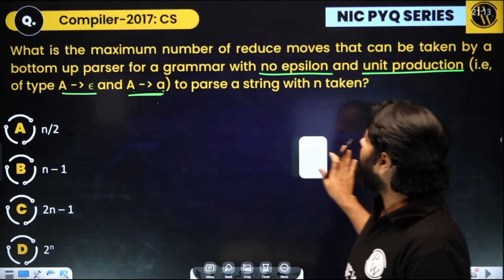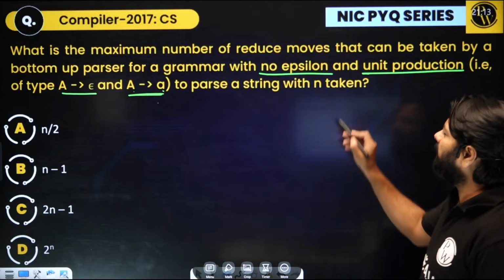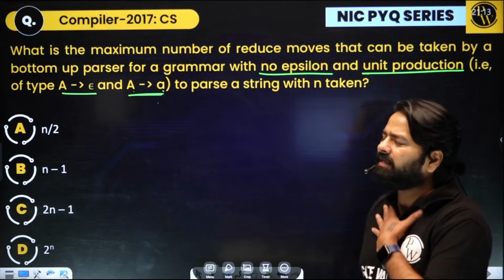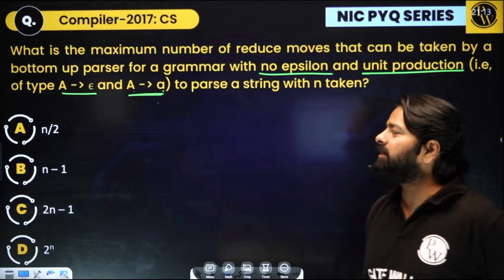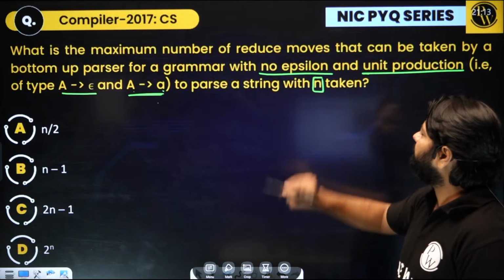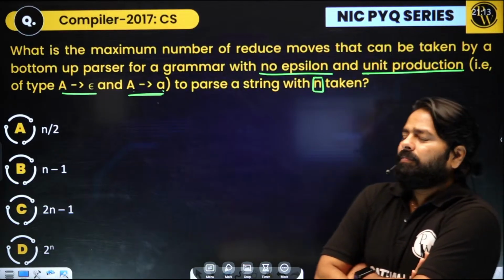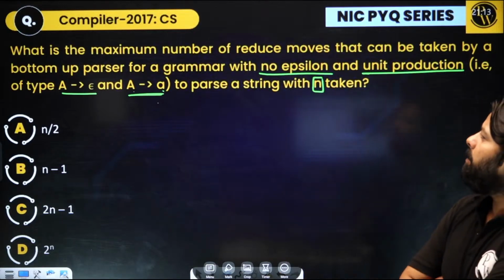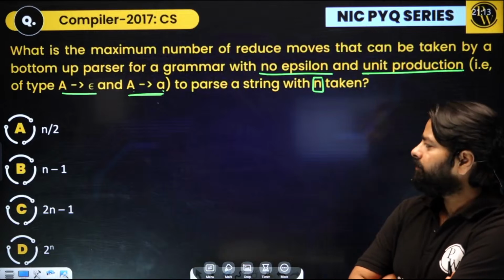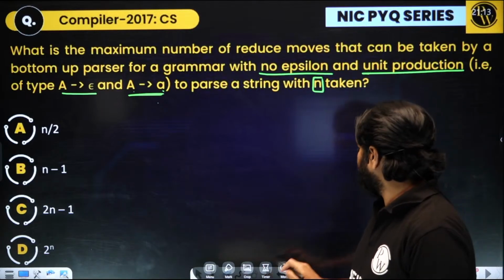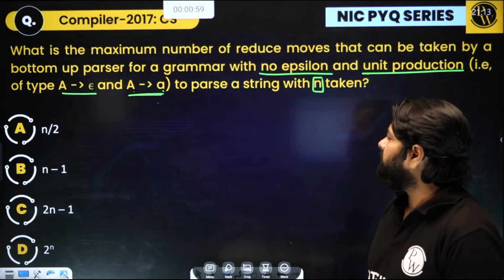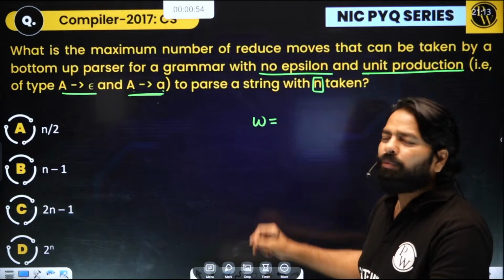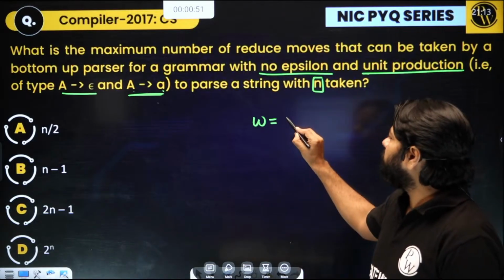To parse a string with n tokens, where n is the string length. If you take an n length string, how many reduced moves are there? The hint is something like this. I want to produce, let's say, of course 0 length is impossible, 1 length is impossible. You should start from 2 length.